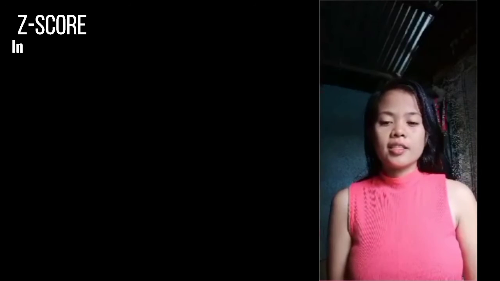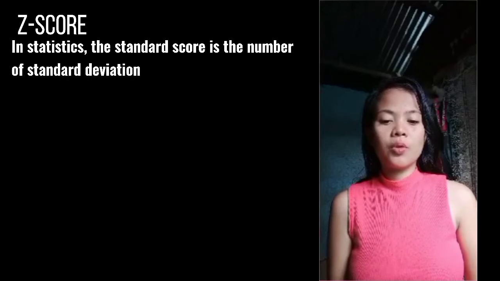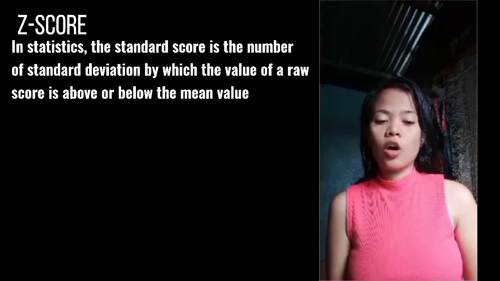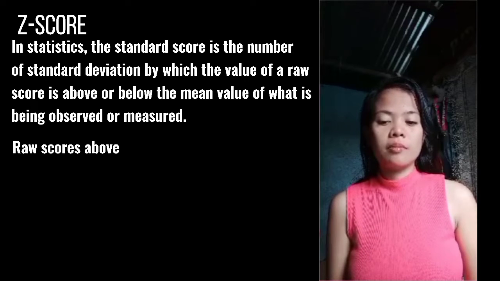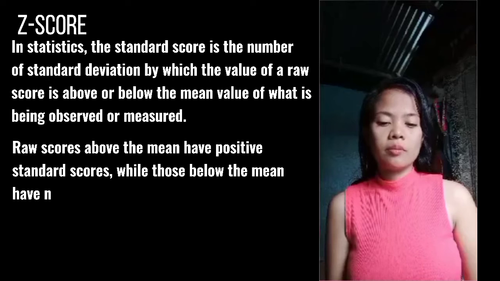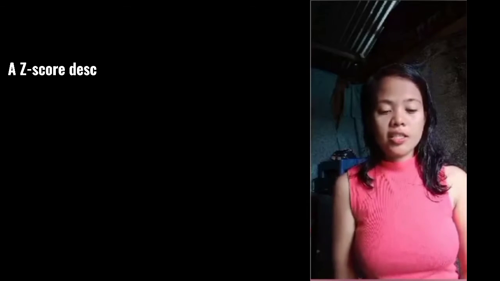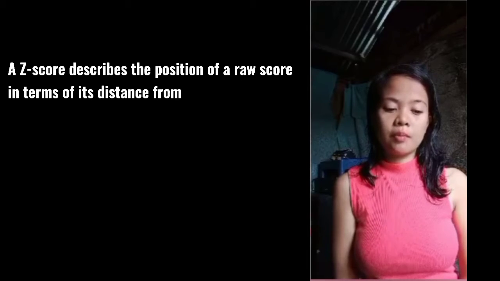Z-score, or standard score, is the number of standard deviations by which the overall score is above or below the mean value of what is being observed or measured. Raw scores above the mean have positive standard scores, while those below the mean have negative standard scores. A Z-score describes the position of a raw score in terms of its distance from the mean.